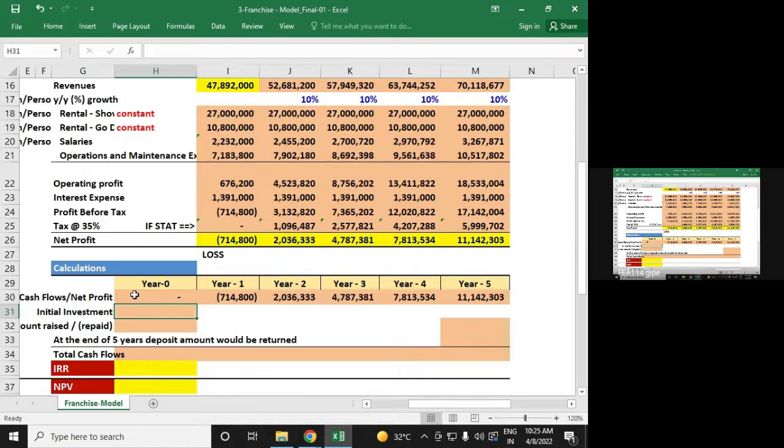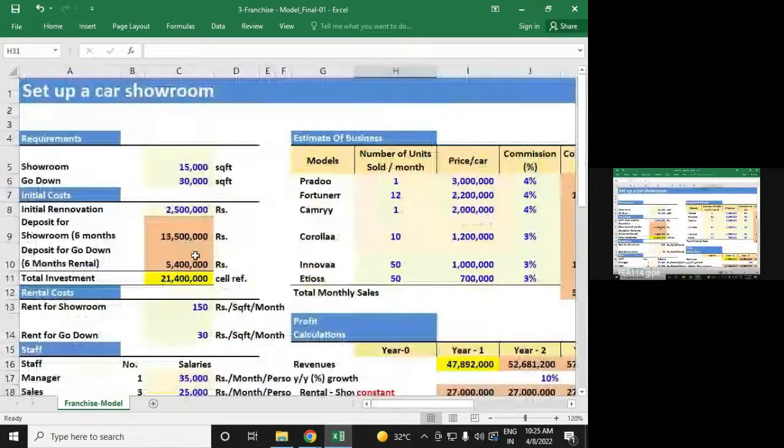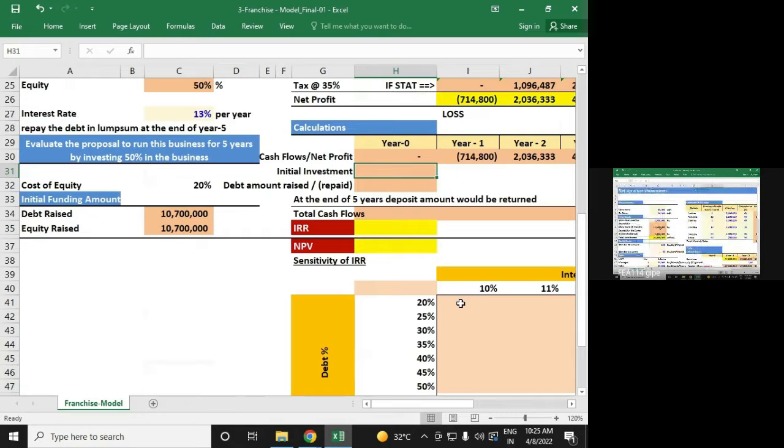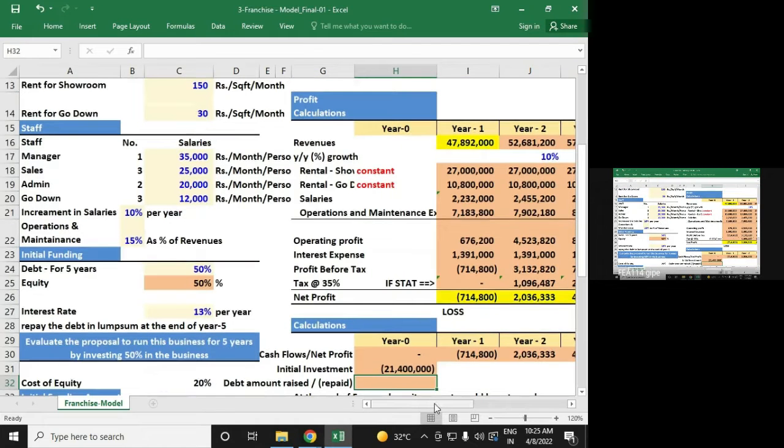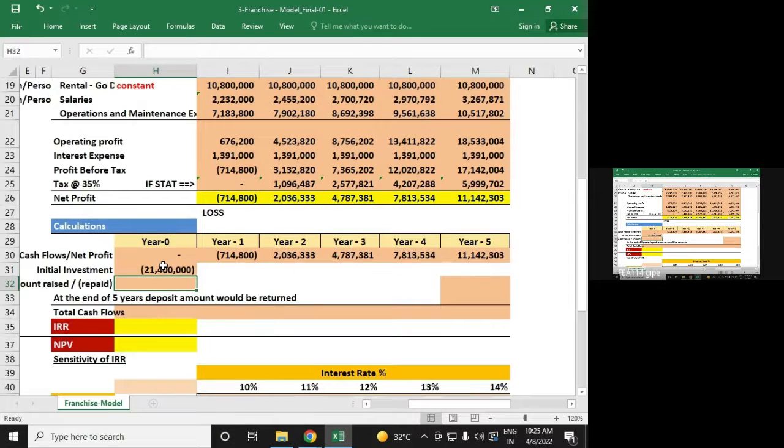So we are investing at the start, and what are we investing in? Paying deposit and then renovation charges. So how much is all of that? 2 crore 14 lakhs. Correct. That was our initial investment. Is it money coming in or going out? Out. So we'll show it with a minus sign. So you show the 2 crores 14 lakhs with a minus sign. Okay.